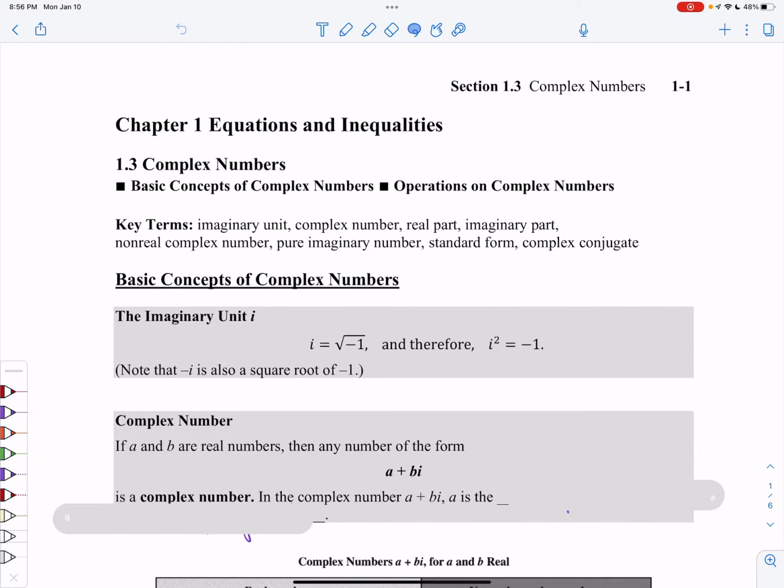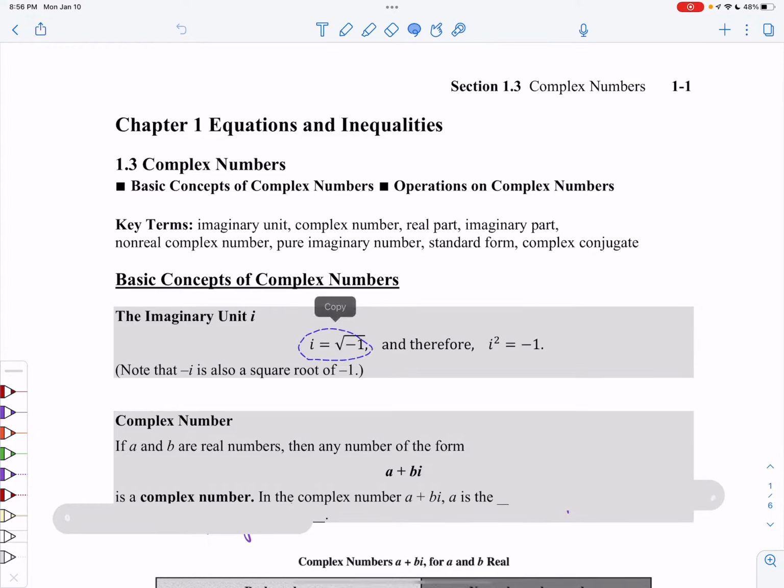All right, this is going to be a video that deals with complex numbers. And if you are taking my course, this is section 1.3 in our textbook. So the idea of complex numbers, first of all, is we have the imaginary number. Before we can even talk about complex numbers, let's talk about the imaginary number.